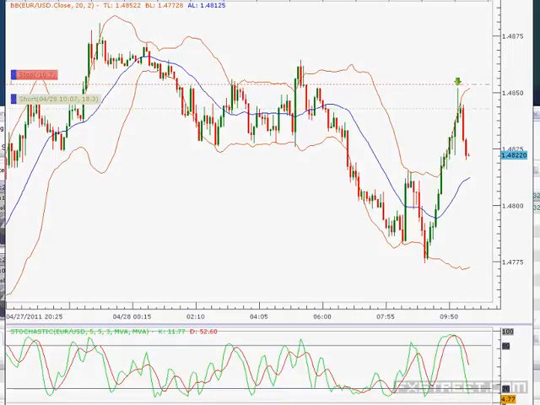But for this trade right here, I don't need an actual trailing stop on the system.